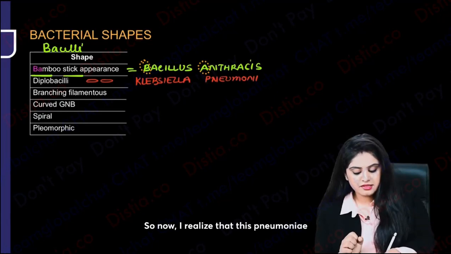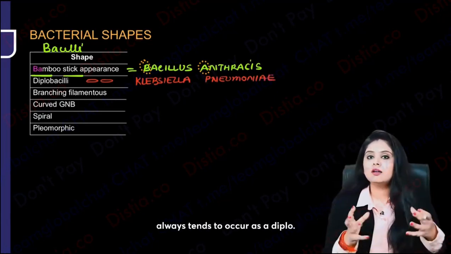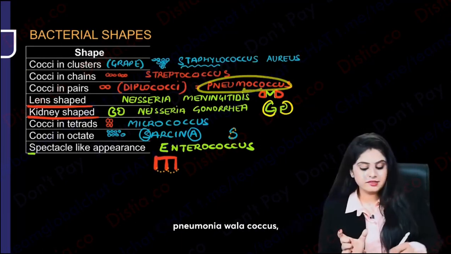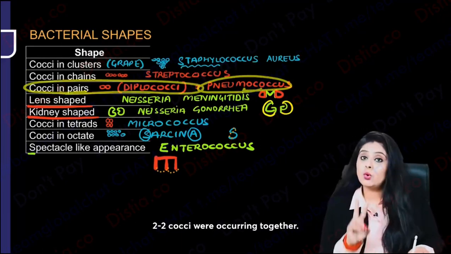So now I realize that this pneumoniae always tends to occur as a diplo. When I was talking about pneumococcus, pneumonia coccus, that was a diplococcus. Two cocci were occurring together.